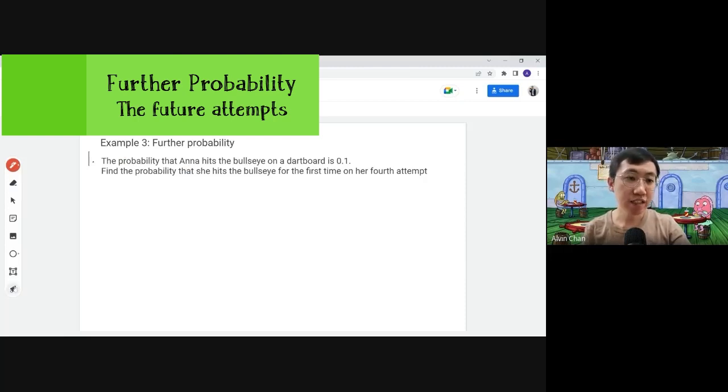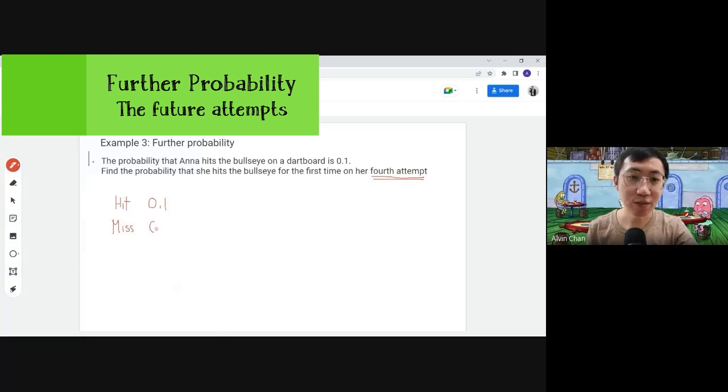Example 3, further probability. Okay, let's read the question. The probability that Anna hits the bullseye on the dartboard is 0.1. Find the probability that she hits the bullseye for the first time on her 4th attempt. Now, I want you to highlight 4th attempt. This is to show that this is the question for further probability. Okay, so you hit the bullseye, the probability is 0.1. What is the probability that you miss the center point? The bullseye is the center point. What is the probability that you miss?